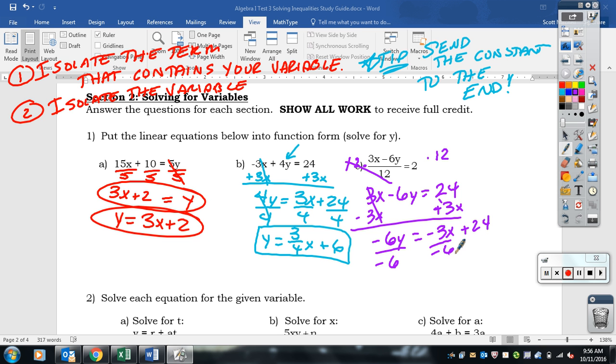Divide every term by negative 6. Y equals negative over negative, which is a positive, 3 over 6 x minus 4, but 3 over 6 simplifies to 1/2. So y equals 1/2 x minus 4 is your equation in function form.